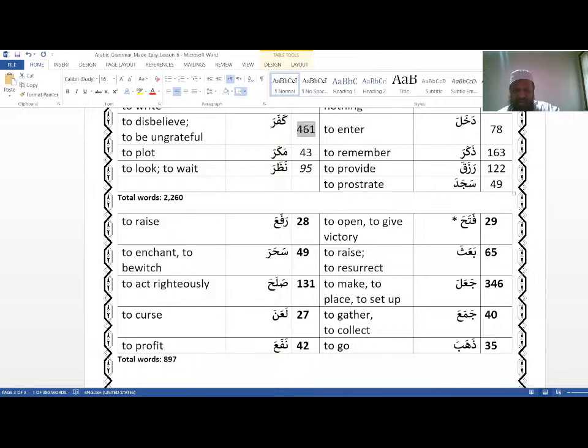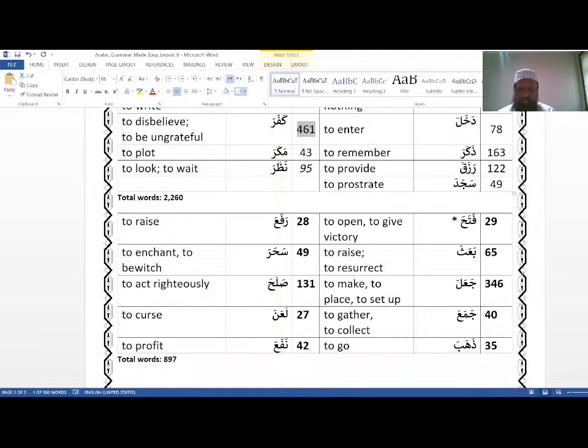Last one, nafa'a. Let's go through this nafa'a. Nafa'a, nafa'a, nafa'u, nafa'at, nafa'ata, nafa'na. Nafa'ta, nafa'tuma, nafa'tum, nafa'ti, nafa'tuma, nafa'tunna, nafa'tu, nafa'na.